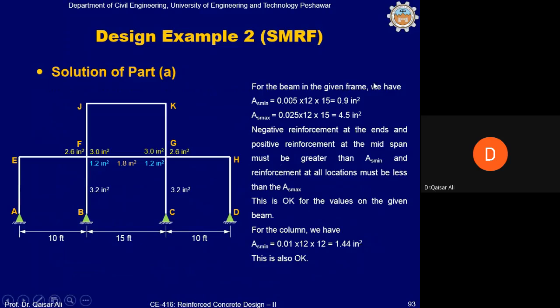For the beam in the given figure, we have AS minimum equal to 0.9 square inch, and AS maximum equal to 4.5 square inch. Negative reinforcement at the ends and positive reinforcement at mid span must be greater than AS minimum, and reinforcement at all locations must be less than AS max. This is okay for the values on the given beam. And for the column, we have AS minimum equal to 1.44. This is also okay.